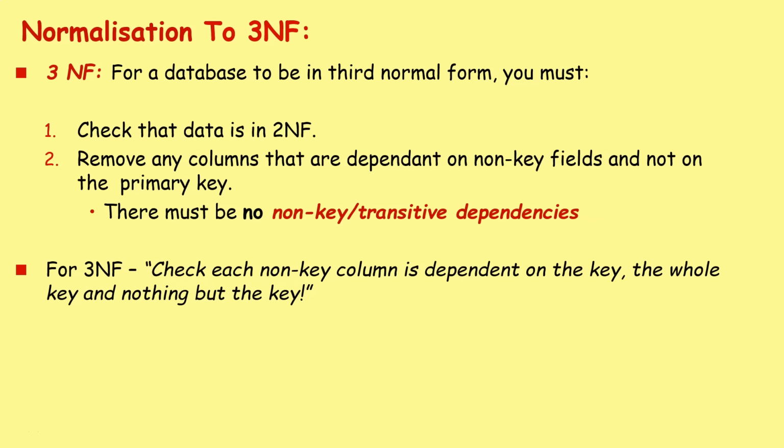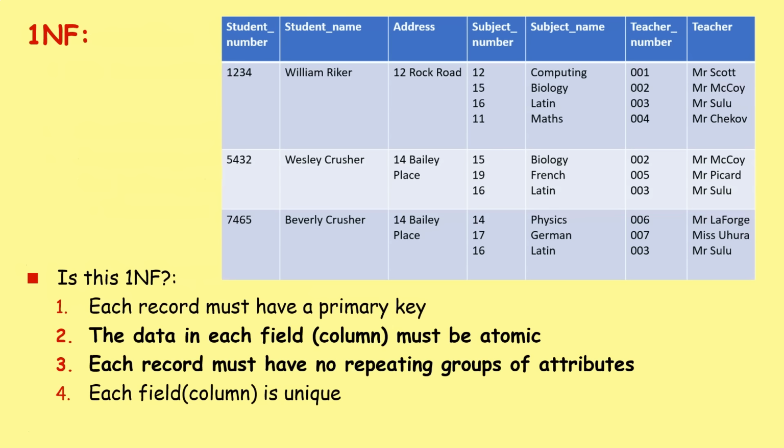Third normal form. For a database to be in 3NF, well, got to check the data is in second normal form first, and then we have to remove any columns that are dependent on non-key fields and not on the primary key. There must be no non-key or transitive dependencies. Call them what you want, it means the same thing. For third normal form, check that each non-key column is dependent on the key, the whole of the key, and nothing but the key. So let's have a look at an example here.